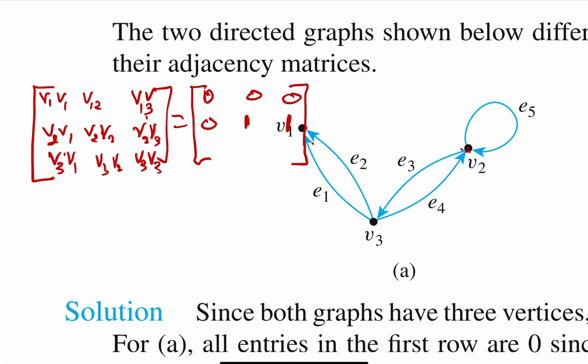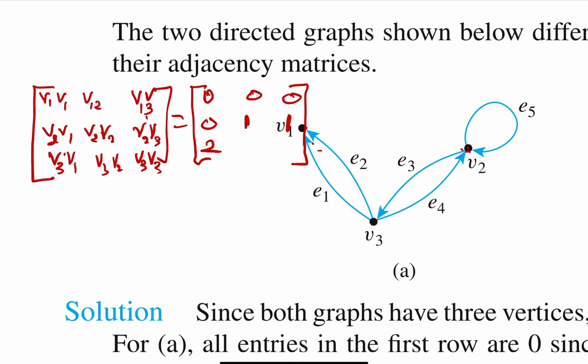And v3 to v1, we have 2 of them, because we have that direction and that direction. That's why you have 2 of them. We have 2 edges going in the same direction. That's why you have to put 2. That's the meaning.